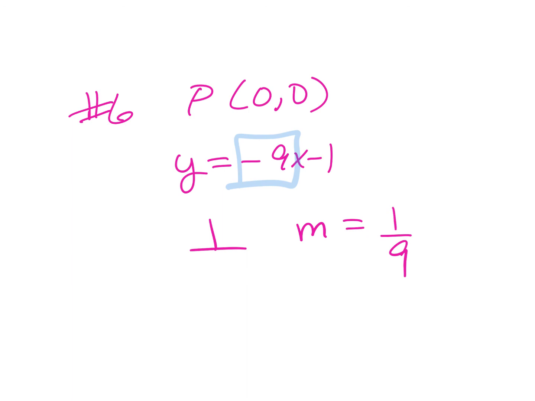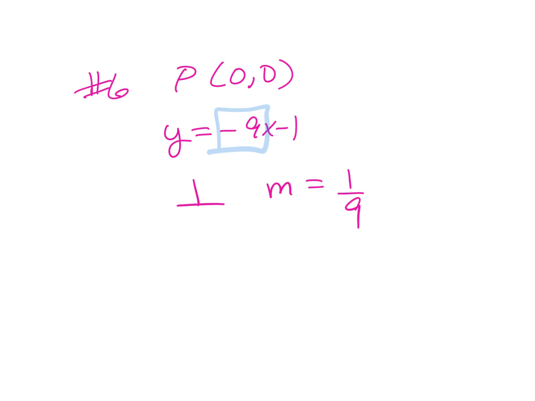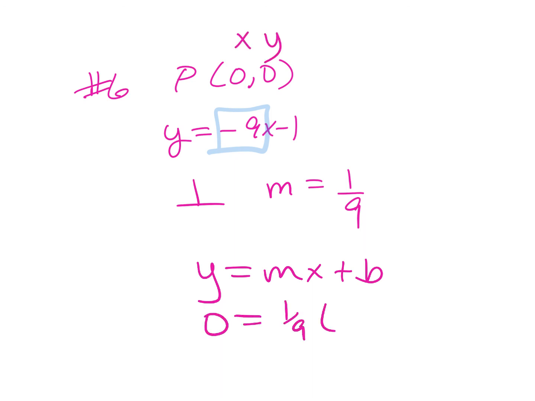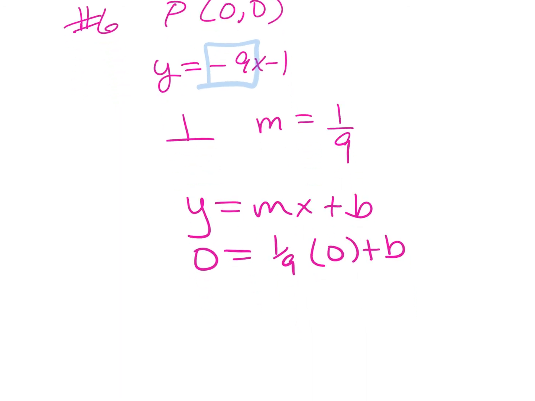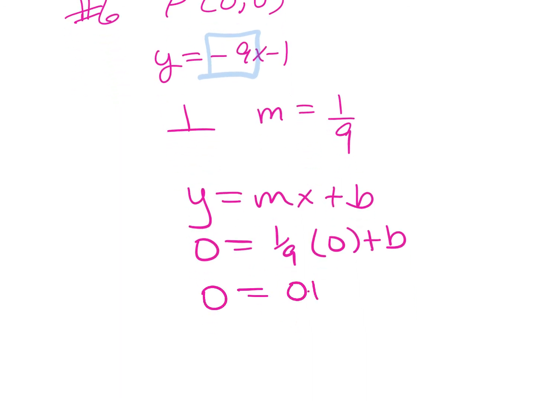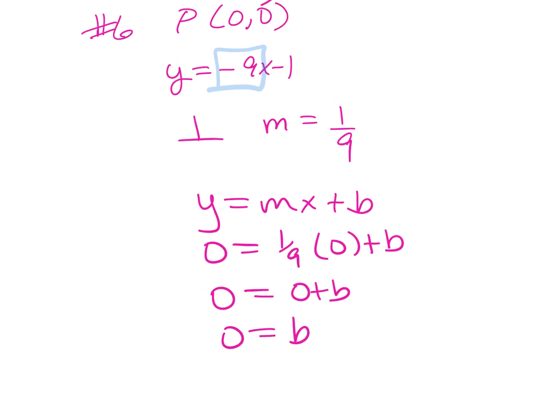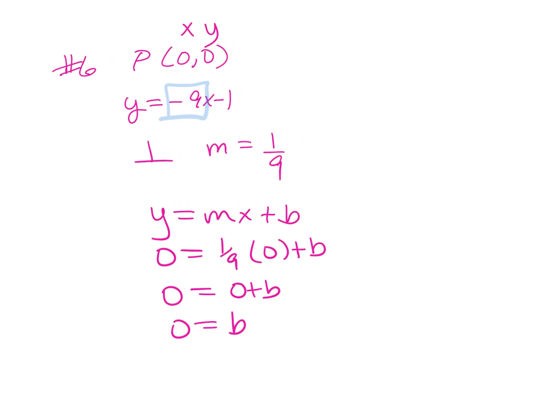Well, my y-intercept is going to be (0, 0), but just to show you how you plug it in, y equals mx plus b. Remember, this is x, this is y. 0 equals 1/9 times 0 plus b. I get 0 equals 0 plus b. So my y-intercept for my perpendicular equation is also 0. So the equation of the line going through (0, 0) is y equals 1/9 x.